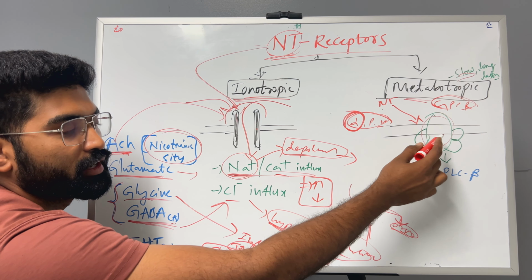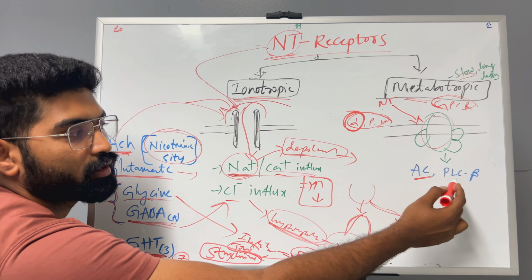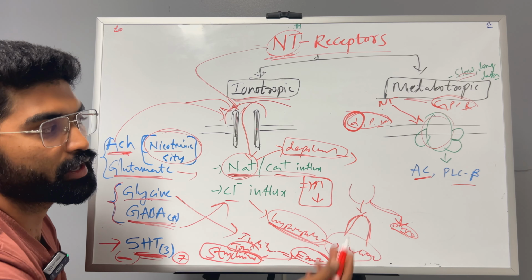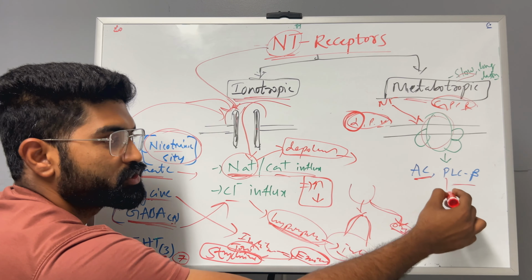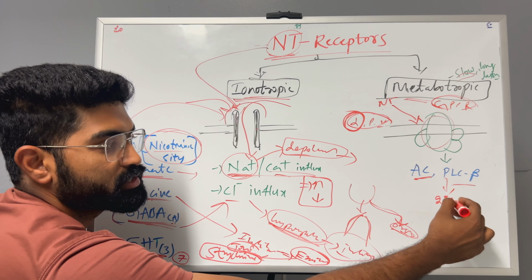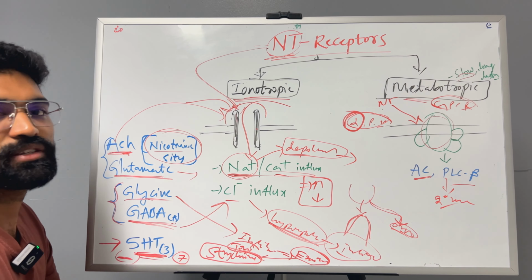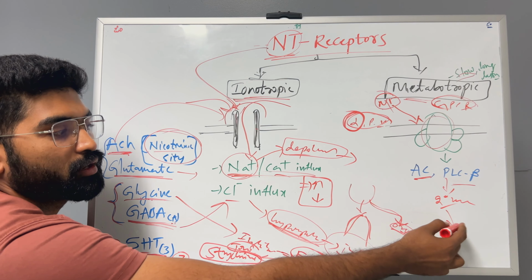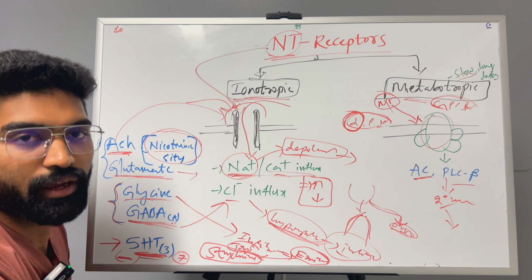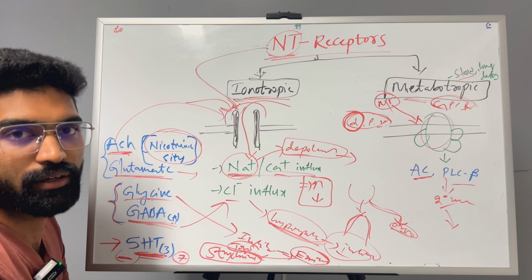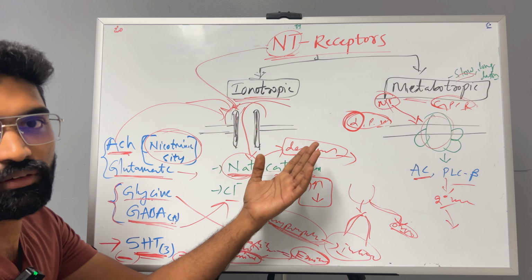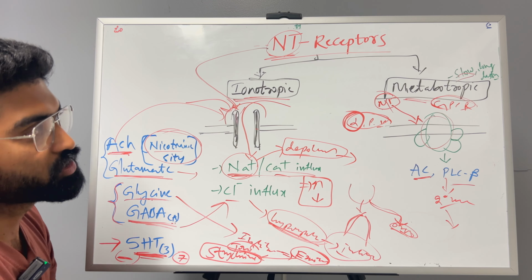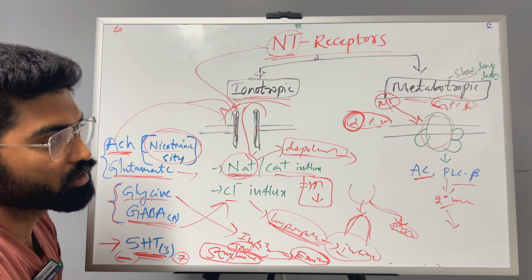of G protein, it will either inhibit or stimulate certain enzymes. That leads to the production of some secondary messengers, and these secondary messengers will carry the information of the neurotransmitter to the inside of the cell, and the cellular functions will be altered depending on the neurotransmitter binding to this G protein. So this is about the metabotropic receptors.